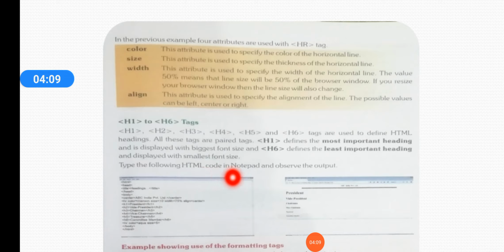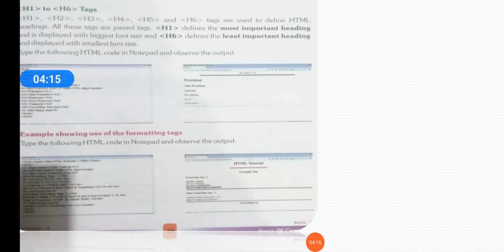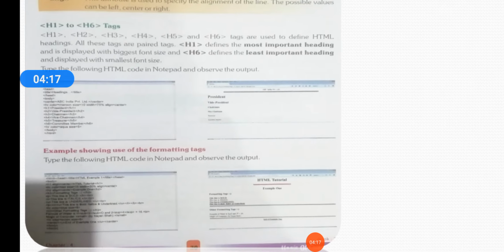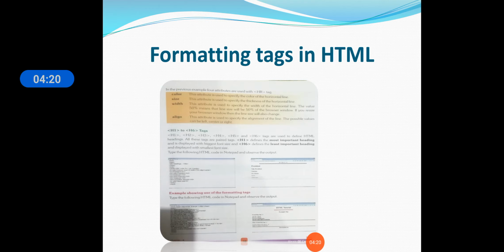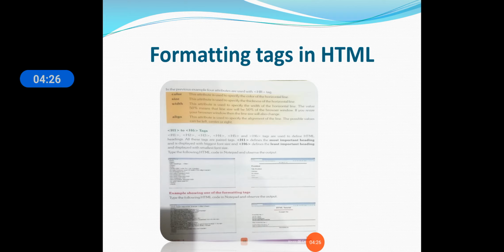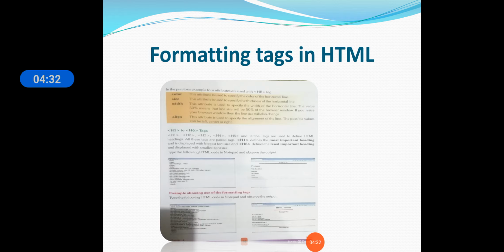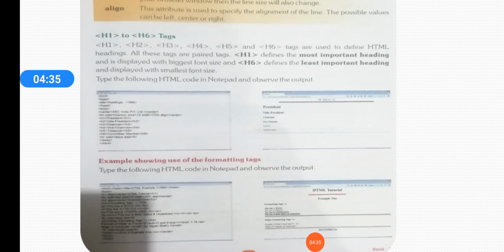Type the HTML code in Notepad and observe the output. Now here you can see 4 things are given here. In this diagram you can see H1, H2, with president first, then vice president, all the things mentioned here. So the output you can see here, H1, H2, H3, likewise it is given here. So like this the diagram will appear.